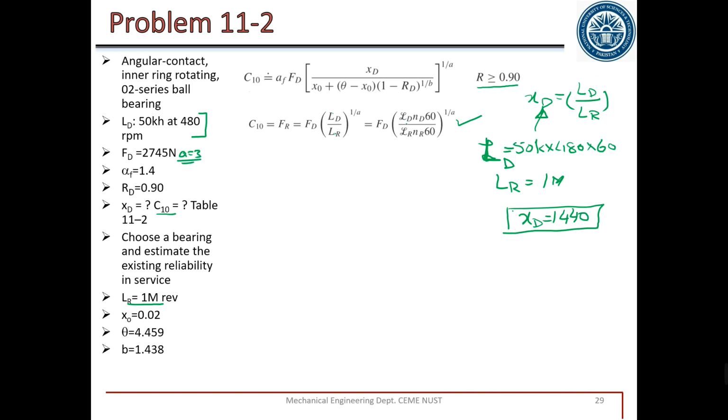Substituting all these values in this equation, and we have FD. Also, as the factor of safety is given, this equation will be modified with AF FD, because AF is a factor of safety. AF FD into this, and by calculating this, we will get a value of C10. From this second equation, the value of C10 we will get is 43.4.